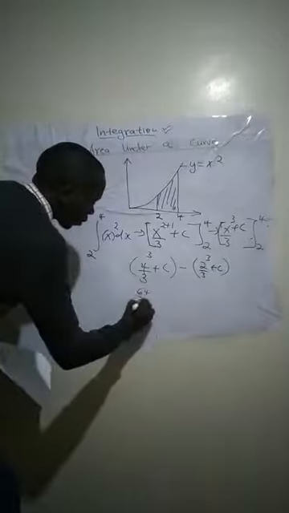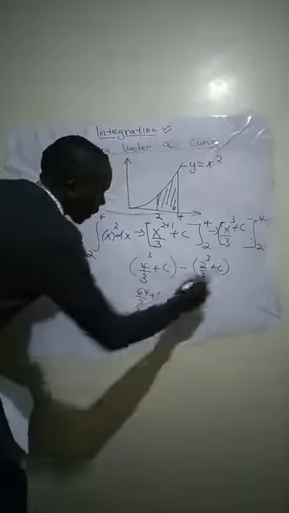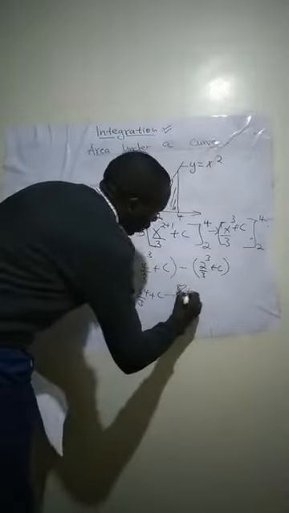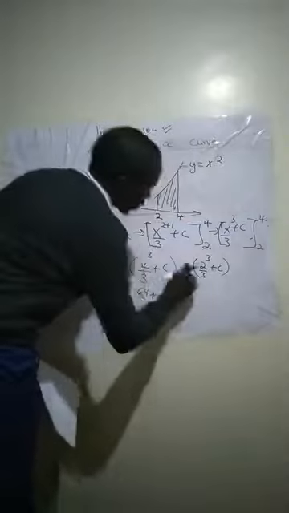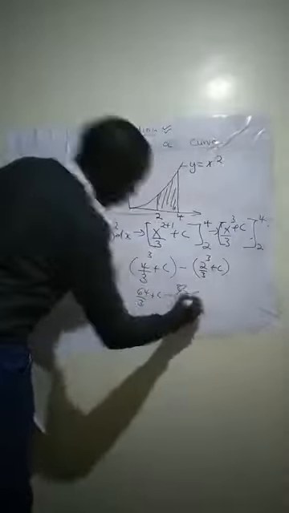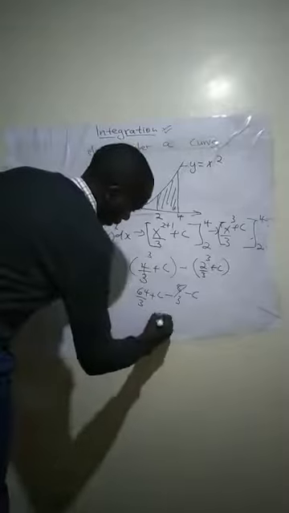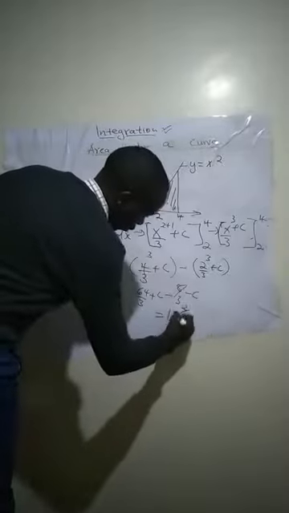The first part gives us 64 over 3 plus c, minus 2 cubed over 3, which is 8 over 3. When you put the brackets, this will be minus c. Again, c will cancel out, c minus c is 0. So we have 64 over 3 minus 8 over 3, which gives us the answer of 18 2 over 3. And so the area under that curve is 18 2 over 3.